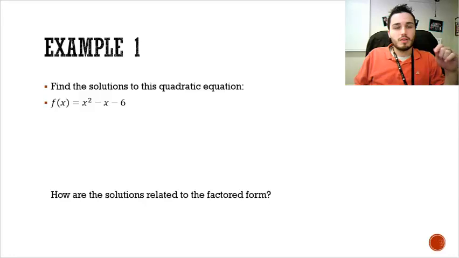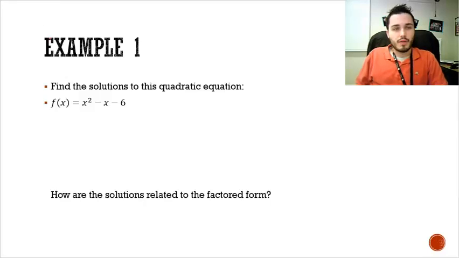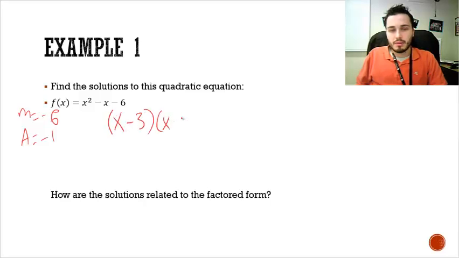So first example, let's factor this, and then we'll set it equal to 0 and solve it. So I've got x squared minus x minus 6. The multiply number is -6, and the add number is -1. Well, that's actually a fairly simple one. That would be x minus 3 and x plus 2, because -3 times 2 is -6. -3 plus 2 is -1.